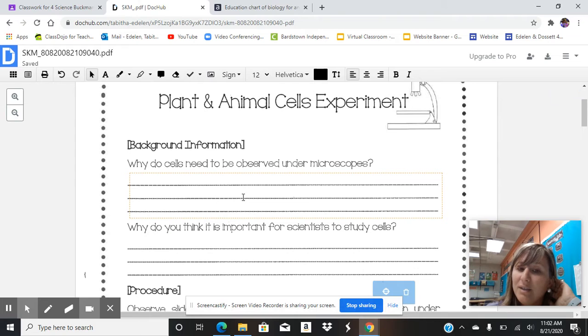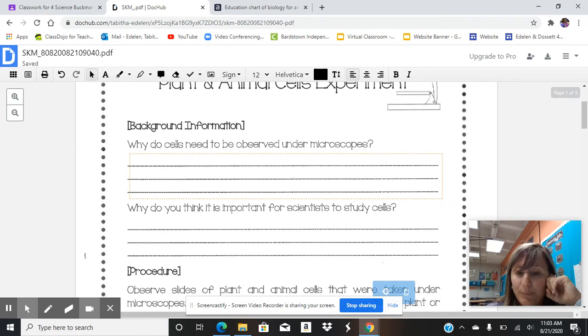So why do cells need to be observed underneath a microscope? Well, we've already said that they are microscopic. We can't see them through the naked eye. You can't see them through your eyes. You have to look at them underneath a microscope because they're so small and there's millions of them. And they go back in us to make up the tissues and the organs, but you can't see them. You have to have a microscope.